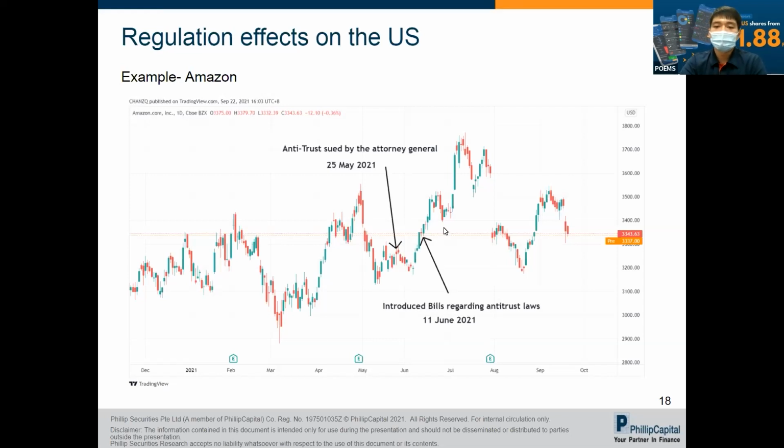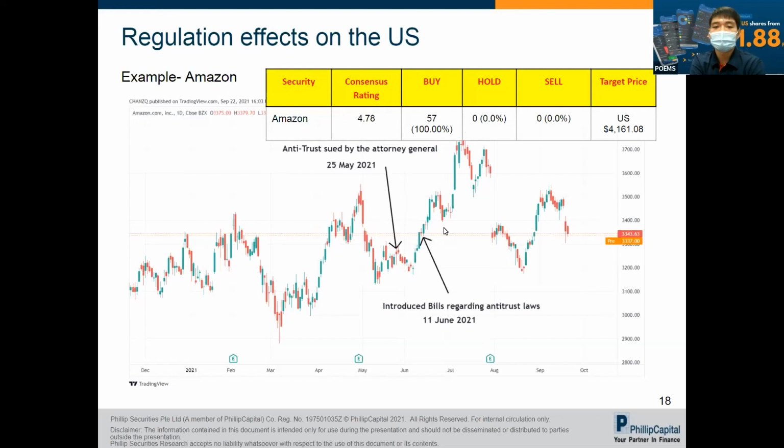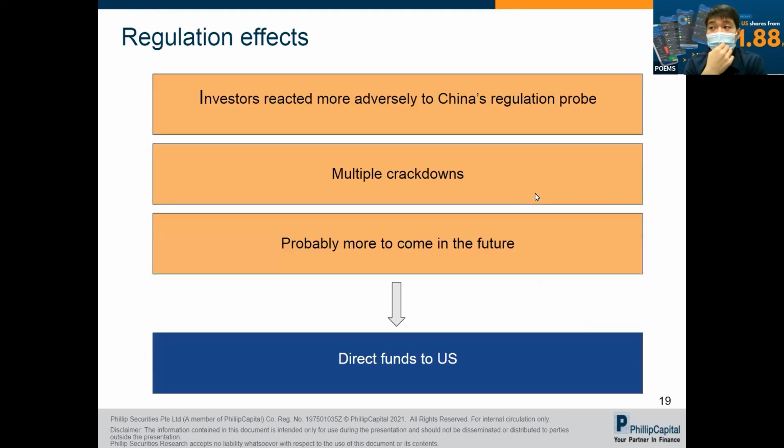Then you look at the analyst rating from Bloomberg. It's a consensus of a strong buy, with a target price of 4,001, and the current price is hovering around 3,003. So based on the two comparisons, you can see that investors reacted more adversely to the Chinese regulation probe. With the multiple crackdowns over the past few months, there's probably more to come in the future. With that, we strongly recommend clients, if possible, to put their funds in the US instead of China.